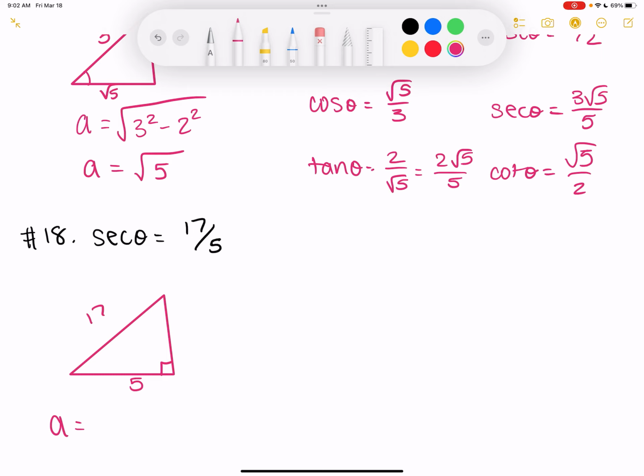Okay, so 25 minus. What's 17 squared? Well, it wouldn't be 25 minus. 264. It's the square root of 264. How did you get that? You gotta do 17 hypotenuse squared minus the side squared. Oh. No, the whole thing. I already did 17 squared minus 5 squared. It's 264. Well, what is 17 squared then? 289.